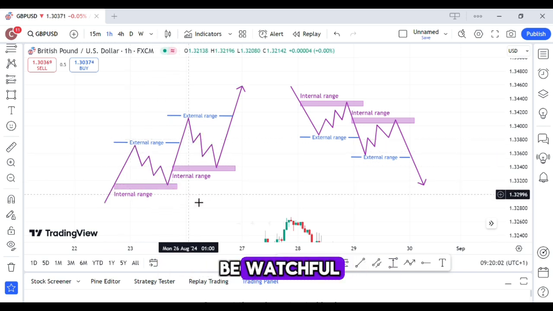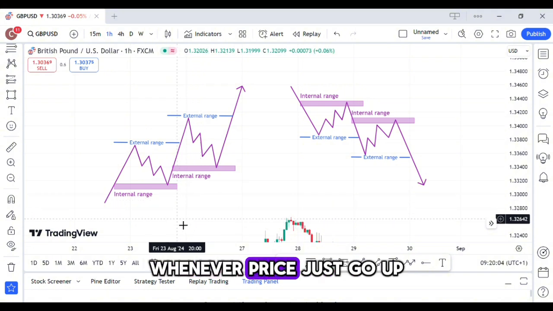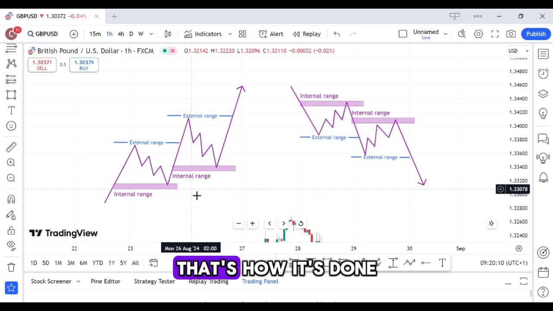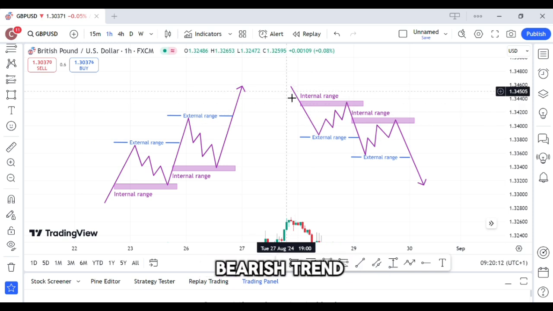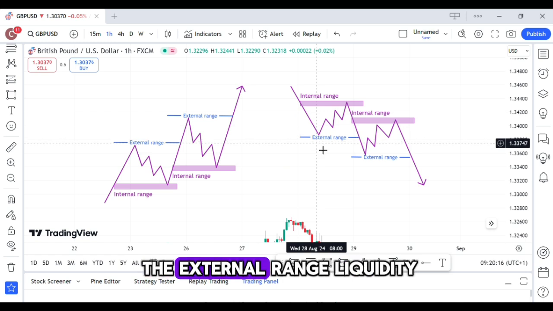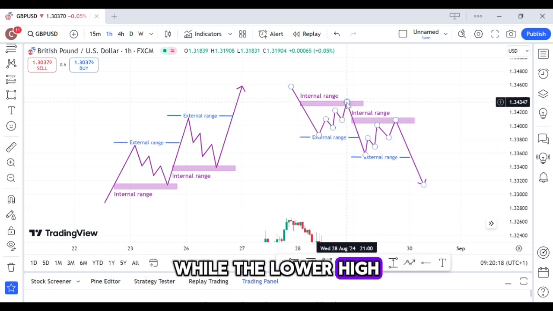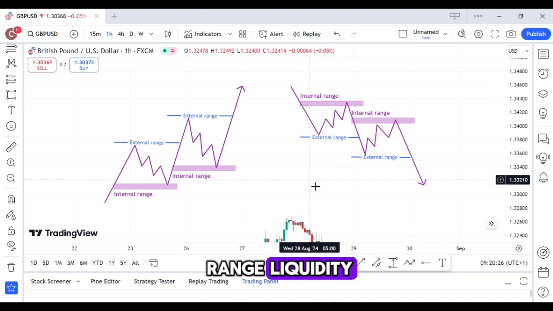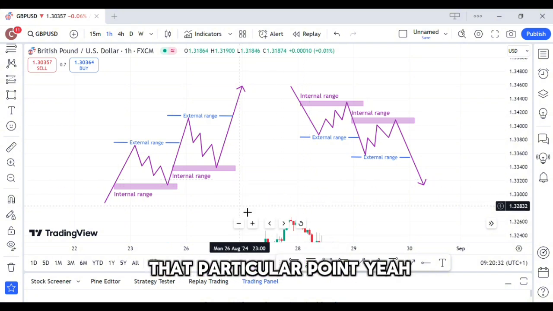So you need to be mindful of this. Whenever price goes up, you don't need to rush to join the trend. You relax for price to come back down, then you enter. That's how it's done. Then for a bearish trend, the lower low is the external range liquidity, while the lower high is the internal range liquidity. Price always goes back to take out the internal range liquidity, then comes back to external range liquidity. So you just need to know the trend of the market you are in at that particular point.